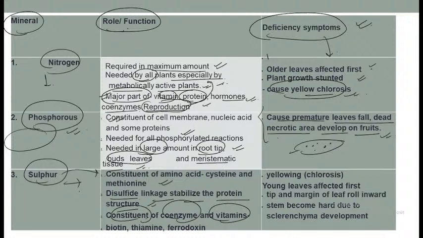Then you have the deficiency syndromes. So the first one is chlorosis, second, the young leaves get affected first, then the tip or the margin of the leaf rolls outside, and the stem becomes hard due to the development of sclerenchyma. Okay, so these three are your macronutrients. Go through each one of them quickly, then I'll proceed further with the next slide.